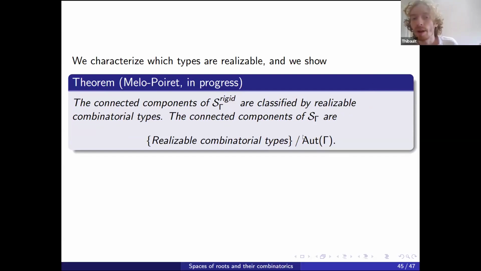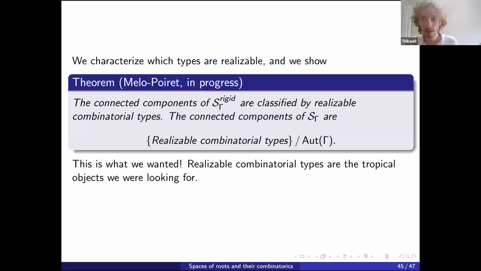Modulo automorphisms of the graph, right? So the realizable types, which we understand, classify the components of the rigid space of roots, and then I mod out the action of Out gamma, and I get the connected components of S gamma. And so this means that we have successfully tropicalized our space, right? For this problem, the tropical object, the analog of stable graphs, is combinatorial types.